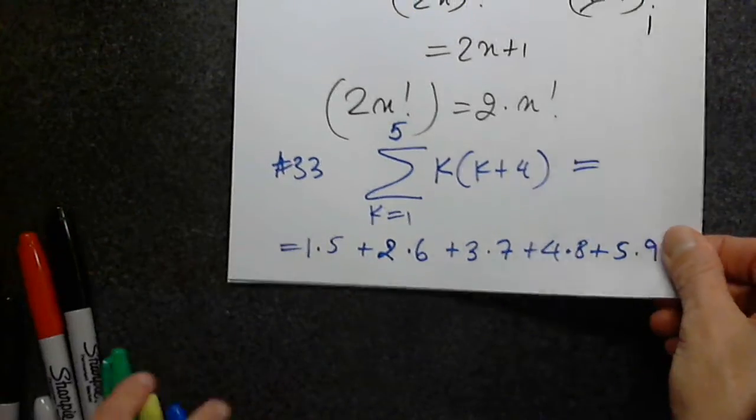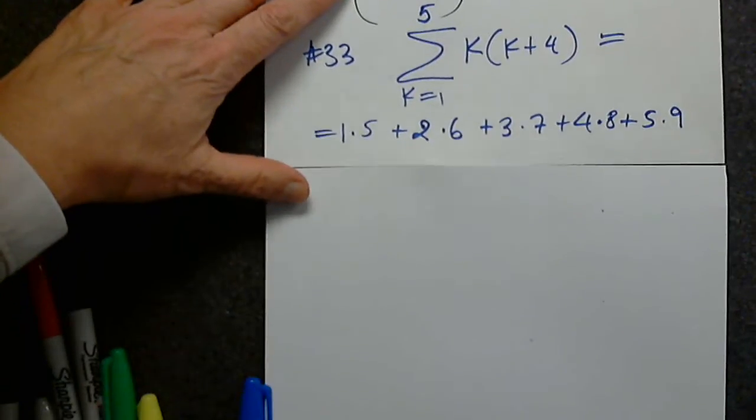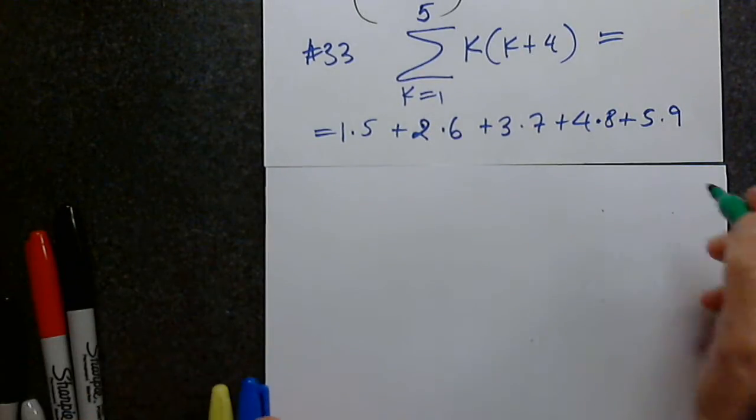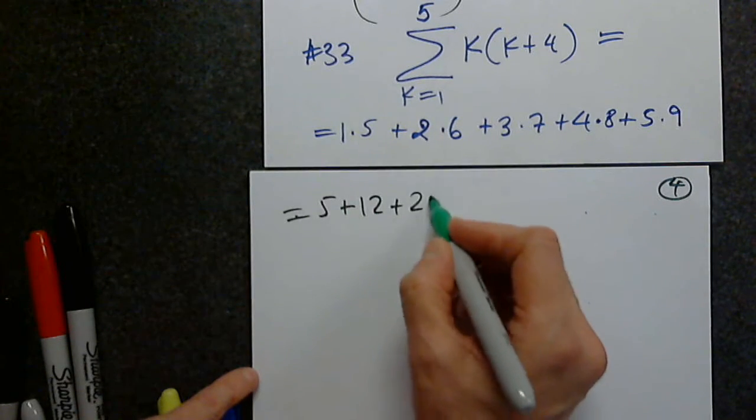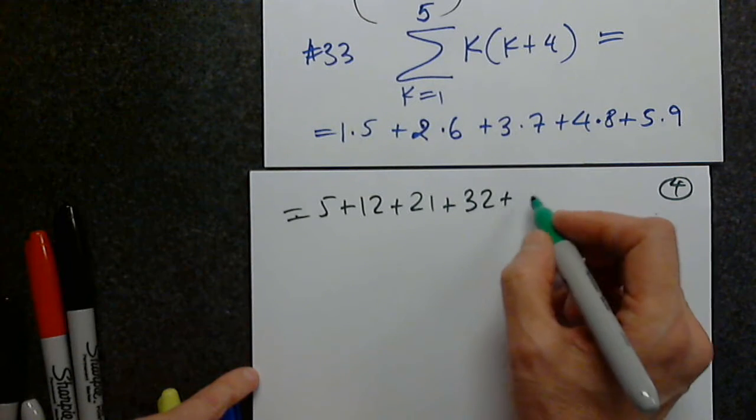Okay. So now we will perform the multiplications by the order of operations, correct? Well done. So then we have 5 plus 12 plus 21 plus 32 plus 45.